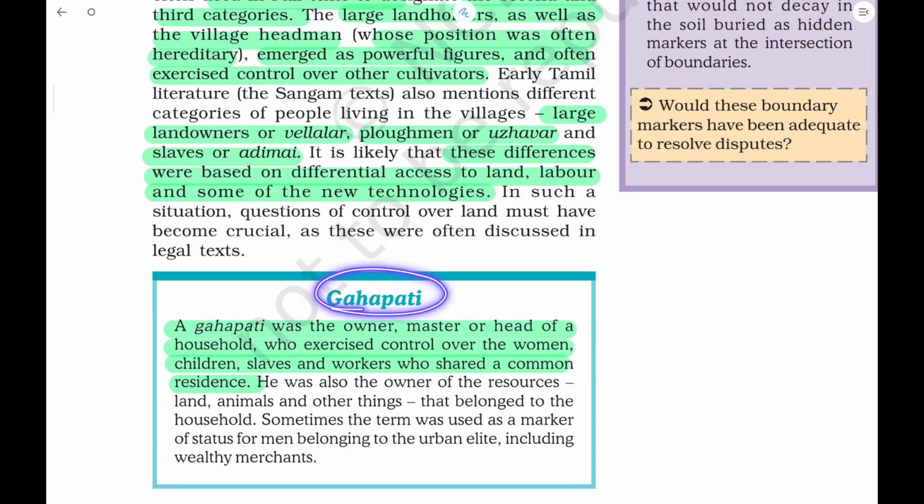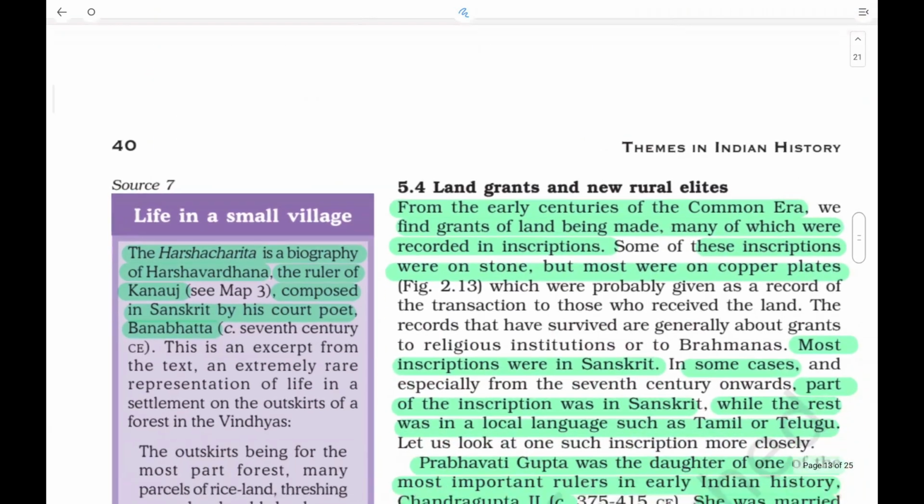Now, who was a Gahapati? Gahapati was the owner, master, or the head of the household who exercised control over women, children, slaves, and workers who shared a common residence. Okay, I hope this is also clear.